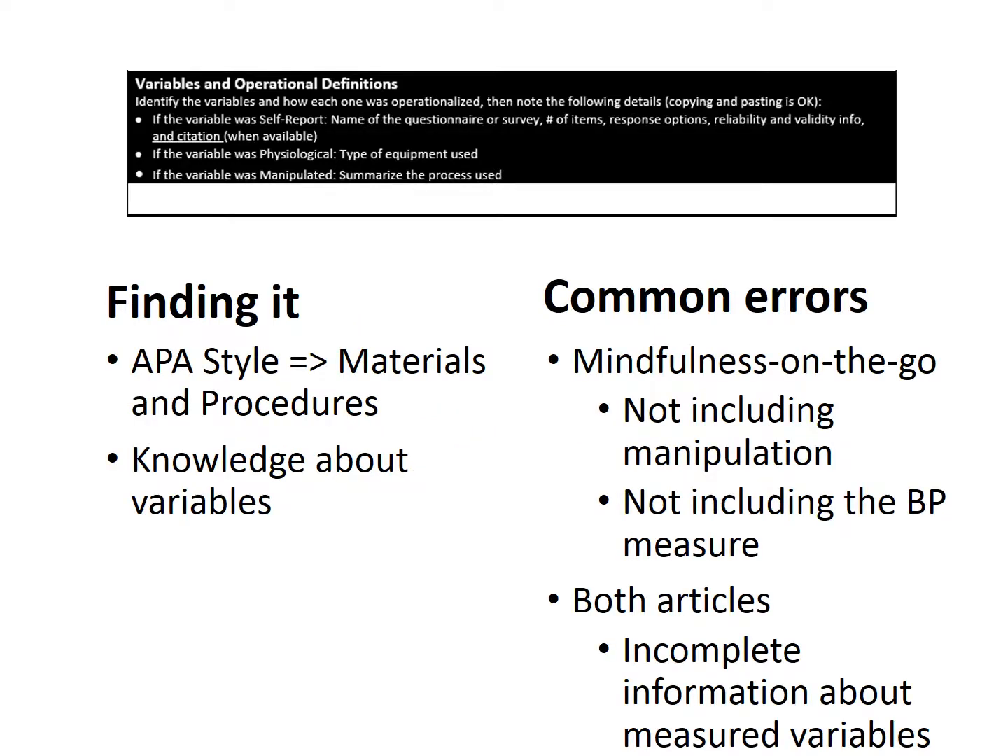In APA style, the information about the operational definitions is in the materials and the procedures section. Our knowledge about variables and how they are operationalized helps us make sense of that information. There were two common errors in this section.